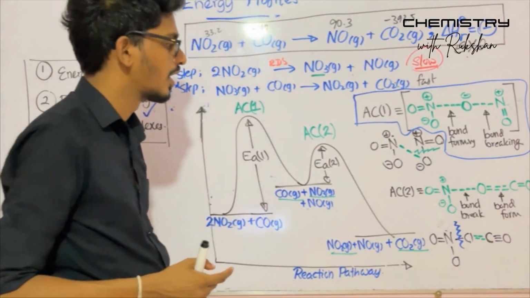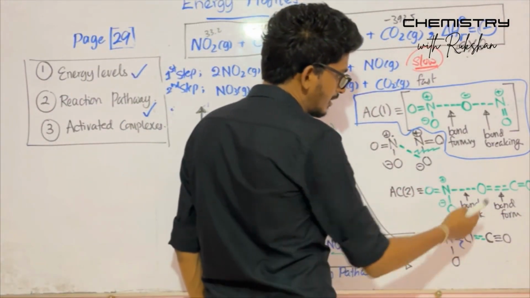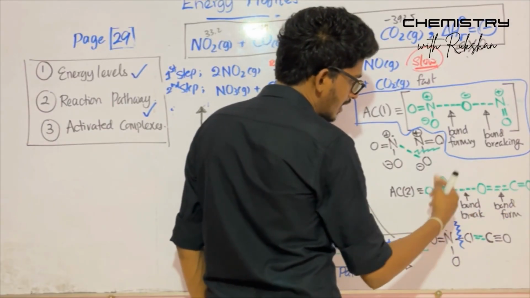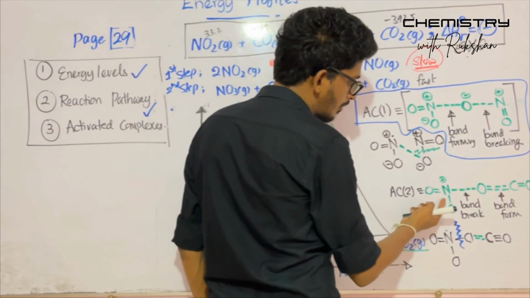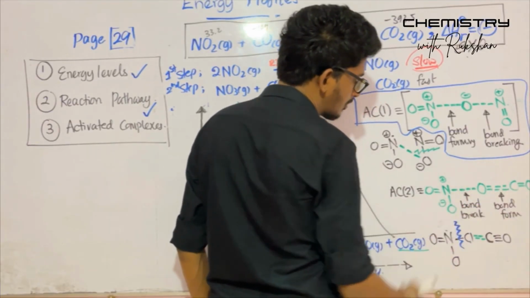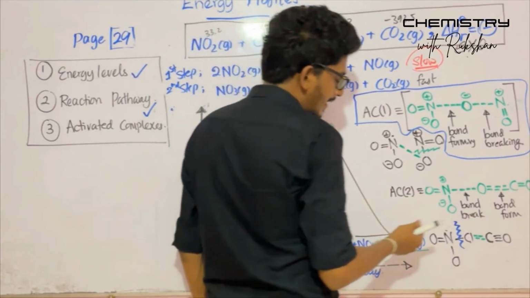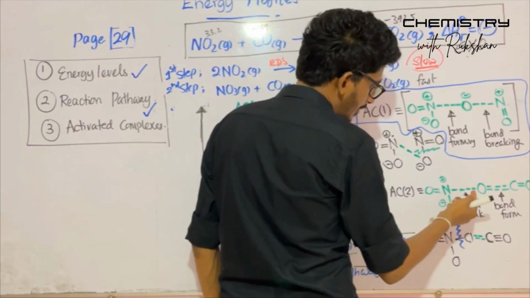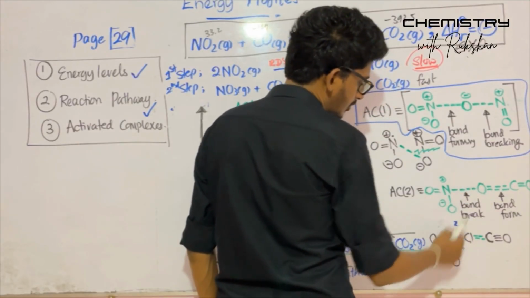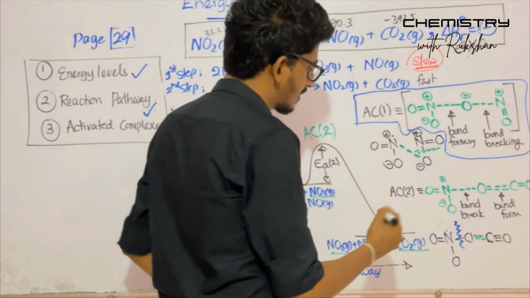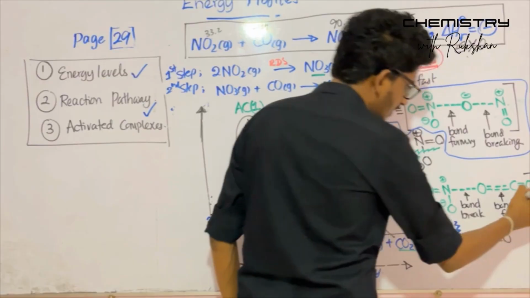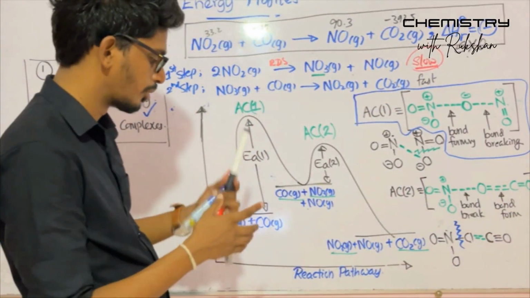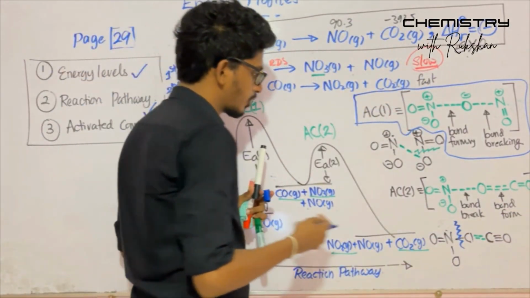Remember, always you have to mark with longer lines. These bonds should usually be longer than the normal bonds. These are normal bonds, which we are not breaking or forming. The bonds forming and bonds breaking should be longer than those, and should be marked with dotted lines. These show the activated complex 2.